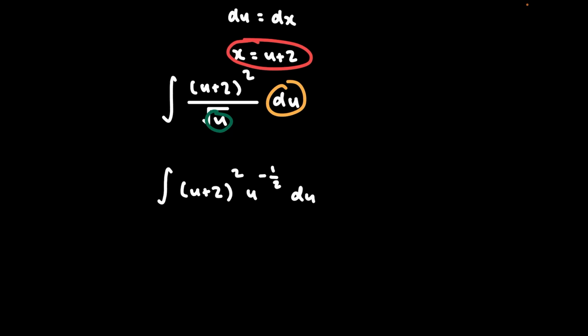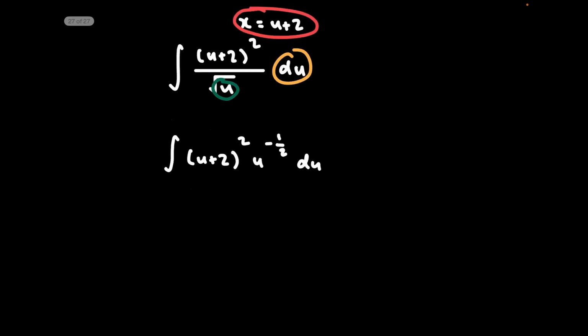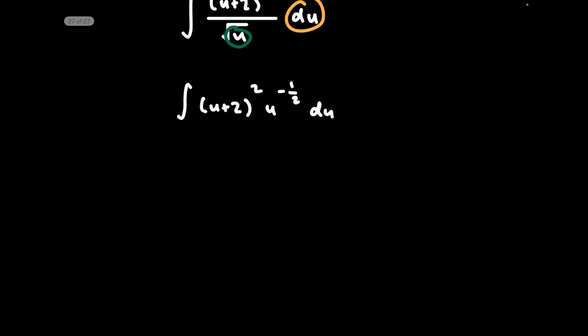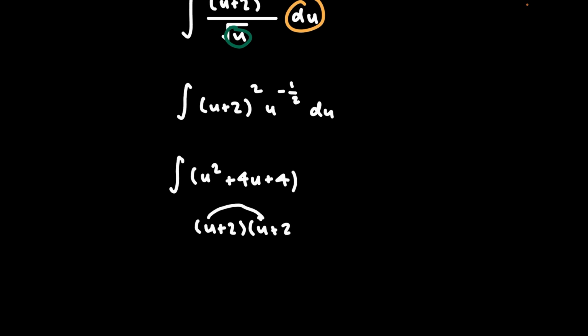So the only thing I'm going to do here is I'm just going to expand everything out. So if I expand everything out, I can do the integral of u squared plus 4u plus 4, and this is simple binomial expansion, u plus 2, u plus 2, and then you can expand the u times u, u times 2, 2 times u, and 2 times 2.